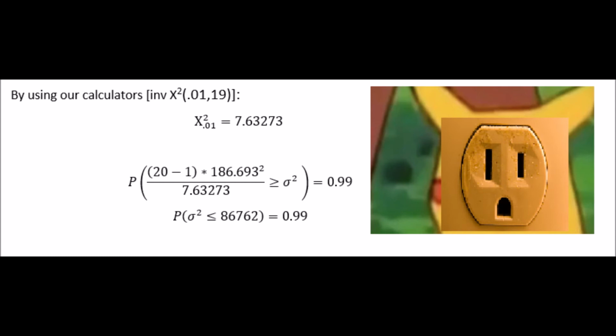Now, let's plug our numbers into our equation as fast as we plug in our phone when it's at 1% and we're expecting an email from our favorite professor. Our calculations show that our sigma squared is greater than or equal to approximately 86,762.